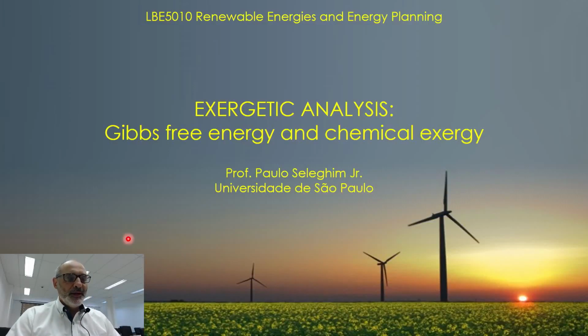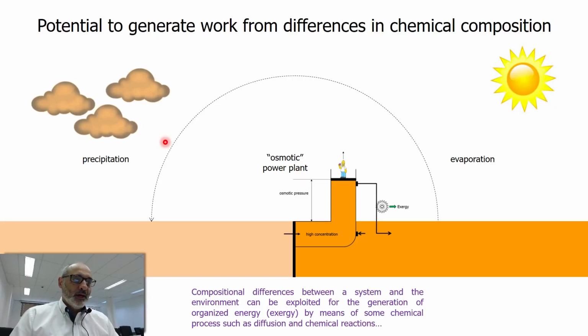Good afternoon, everybody. This is the last class about exergetic analysis. We're going to talk about Gibbs free energy and chemical exergy. I think we mentioned something similar last class, that exergy is associated with the potential to generate useful work from a difference in state, the state of a substance, for instance, with respect to the environment. This difference can be in terms of pressure and temperature or chemical composition. That's what we're going to see today.